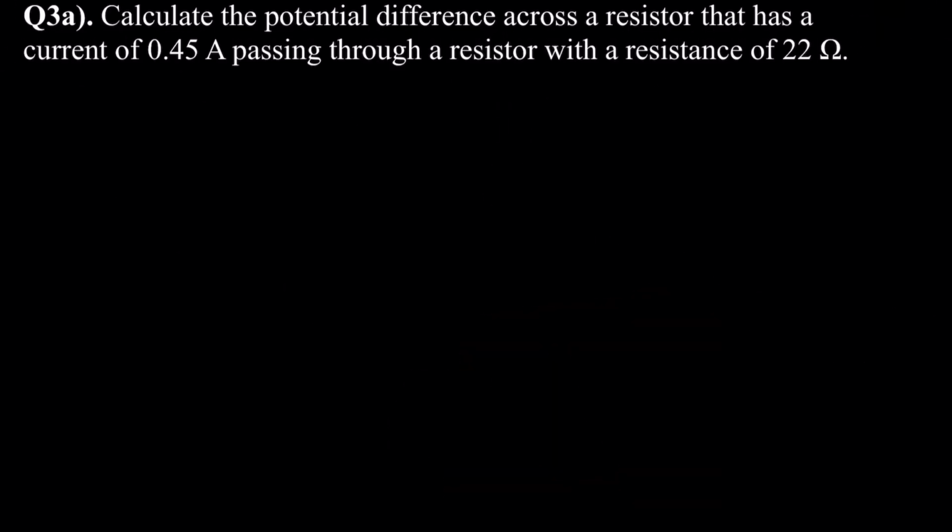Question 3 part A says calculate the potential difference across a resistor that has a current of 0.45 amps passing through a resistor with a resistance of 22 ohms. So this time we're given the current, the resistance, and we have been told to calculate the potential difference. So we need to use V equals IR, or potential difference equals current times resistance. So we write V equals IR.